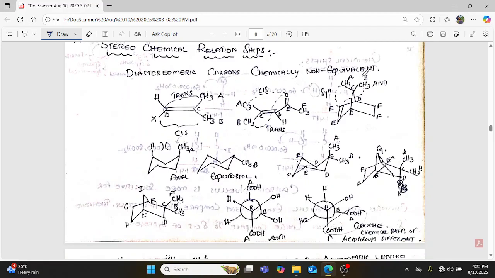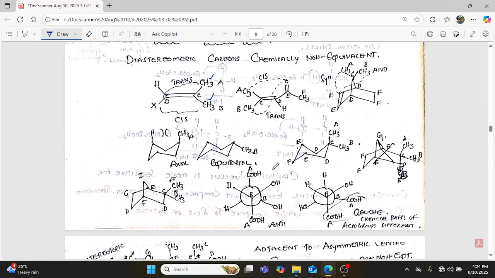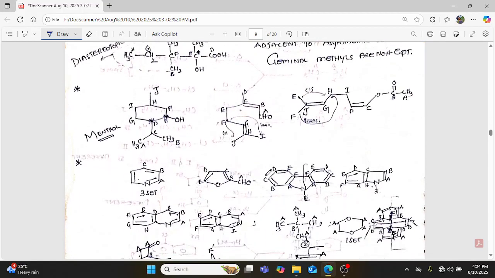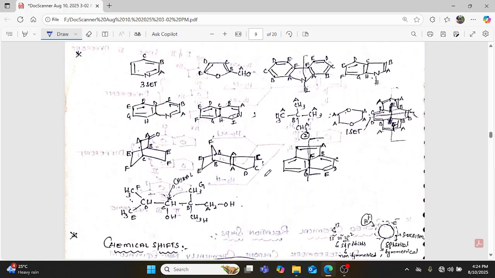Diastereomeric carbons are chemically non-equivalent. See this diastereomeric nature, cis-trans isomerism. With respect to this particular group, this one is trans in nature, this one is cis in nature. That's why this CH3 and this CH3 are chemically non-equivalent. In that way, equatorial and axial carbons are chemically non-equivalent. Exo-endo are non-equivalent. Syn-anti are non-equivalent. Like that we need to identify different sets of protons. This is all about the chemical equivalency and non-equivalency of sets of protons.